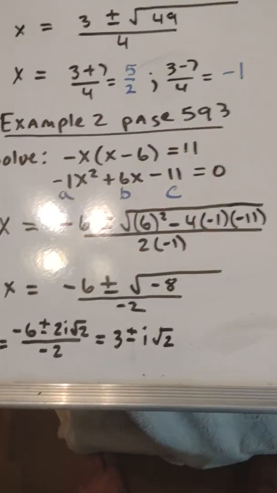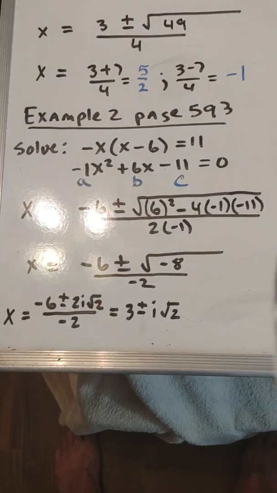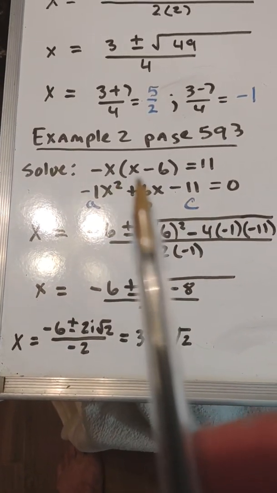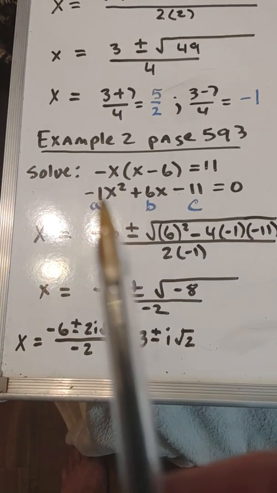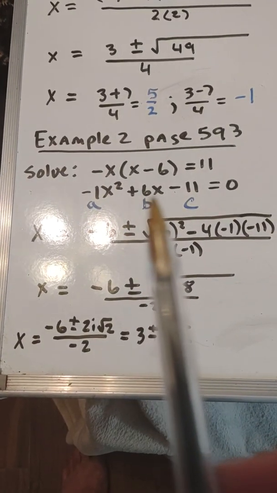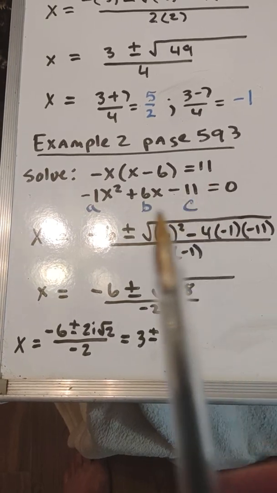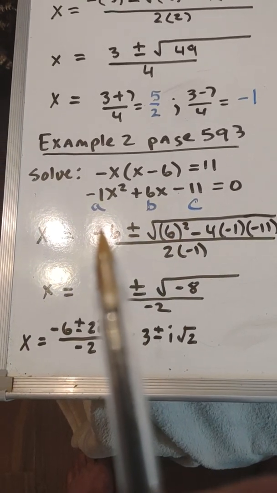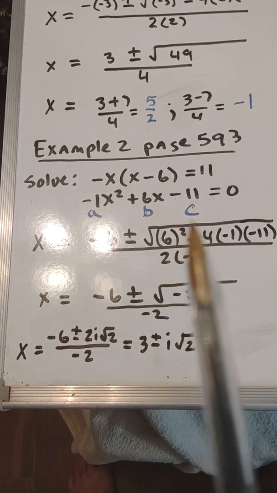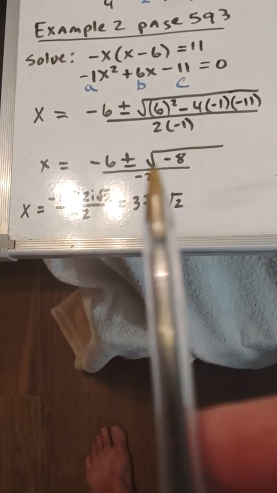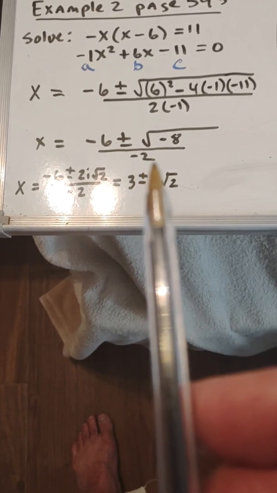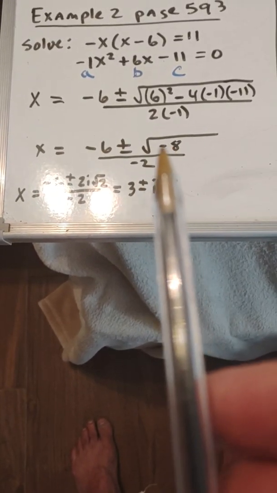When we come here, this is example 2, page 593, we have negative x times x minus 6 equals 11. So what we do is distribute the negative x, so we get negative 1x squared plus 6x, subtract the 11 over, minus 11. So a is negative 1, b is 6, c is negative 11. Plugging the numbers into the quadratic formula and doing the math, we end up with negative 6 plus or minus square root of negative 8 over negative 2.